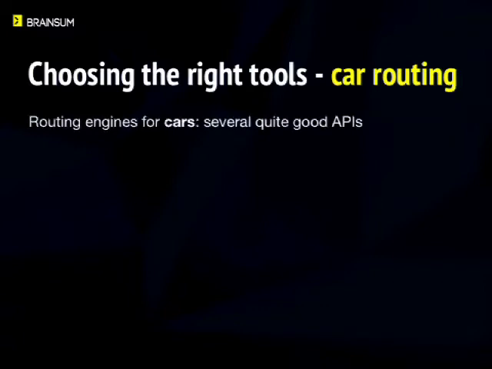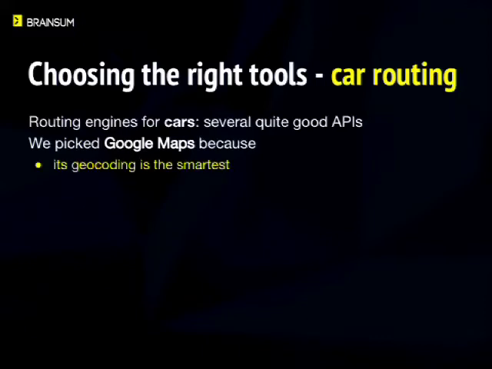Okay. Choosing the right tools for car routing. This was the easier part because there are several quite good routing engines with APIs for car routing. Finally, we picked Google Maps because its geocoding is the smartest. You can just mix up the ordering of the street name with the country name and everything, and it just works. You can even mix up languages, and it just works. So it's really a clever thing. The Google APIs are really fast and stable, and the API is very well documented and widely used, so we thought that everything would be on Google.